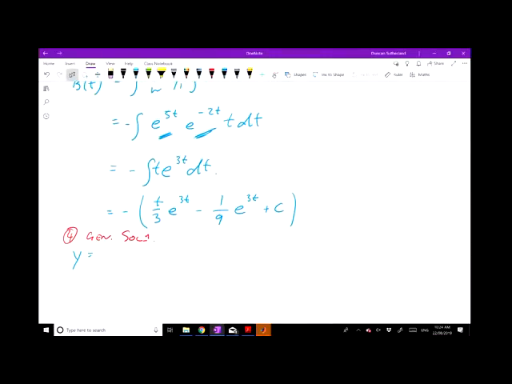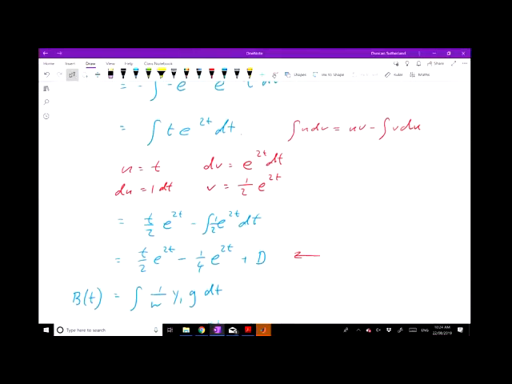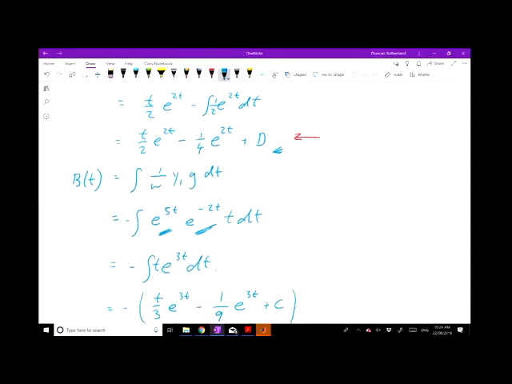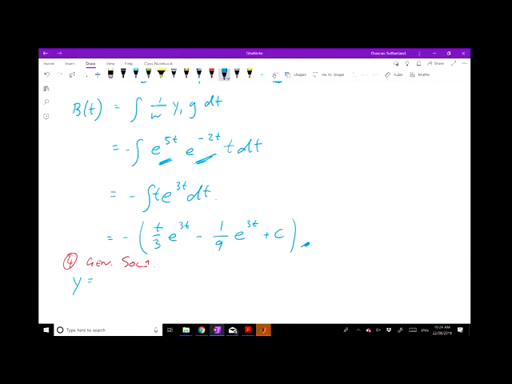So now I've just got to assemble these bits. So I've got this bit here. I've got this bit here, and I've got my y1 and y2. So I'm just going to copy that down. So this is my A.